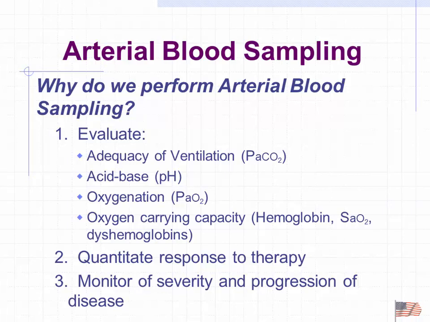We'll use it to quantitate response to therapy. So say I put a person on oxygen, did I improve their PaO2? And we'll also look at it as far as determining severity of disease and the progression of the disease as we go along. So as a COPD patient ages, their ability to clear CO2 becomes impaired, and you end up having a PCO2 that rises, and the bicarb rises right along with it to compensate, so we have a normalized pH.